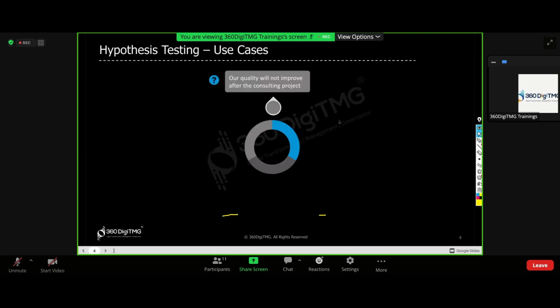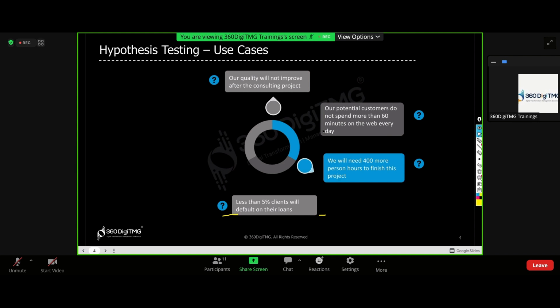For example, our quality will not improve after consulting project. Again, this is something related to business decisions, right? What business decision we need to take? If we are taking a new action, new decision, it is the alternate hypothesis. If we are not taking any action, it is the null hypothesis, meaning you are continuing with whatever business you have in the past. So these decisions will be taken using hypothesis testing.